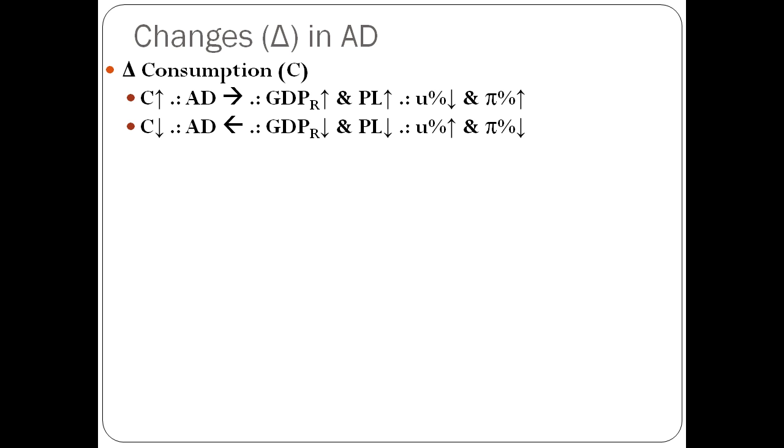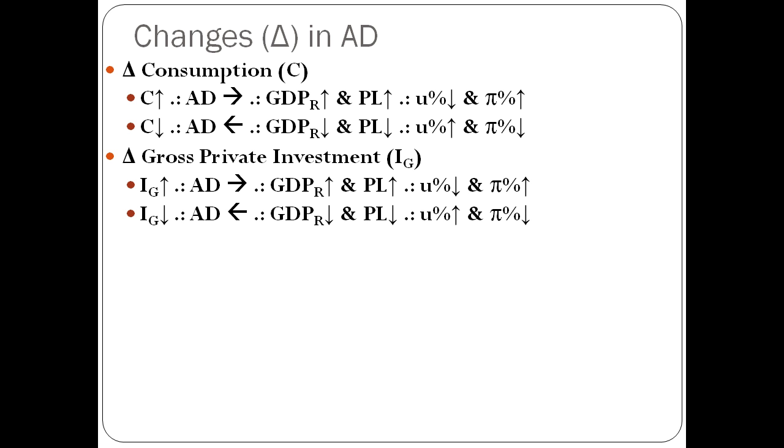Now, the rest of them are all going to look very, very similar. So let's look at gross private investment, IG. If gross private investment goes up, that means the aggregate demand is going to be shifting to the right, which means real GDP goes up, price level goes up, which implies that the unemployment rate goes down and the inflation rate goes up. Notice that this is the same thing as that first line when consumption went up. Whenever aggregate demand shifts to the right, you're going to have real GDP going up, price level going up, unemployment rate going down, and inflation rate going up.